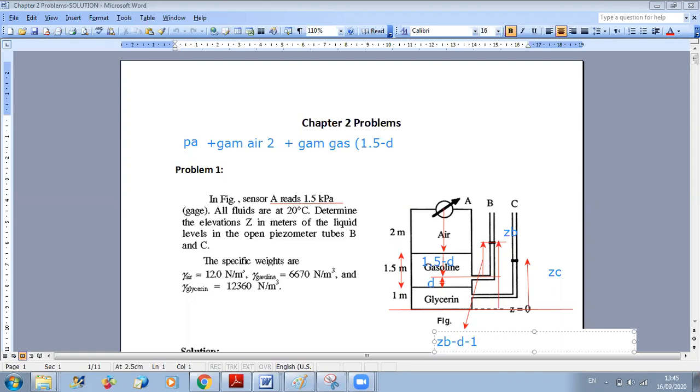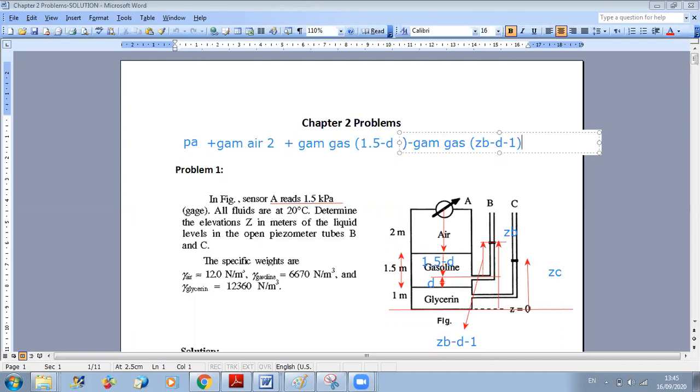minus 1. Okay, and now because I am going upward, since I am going upward, my pressure will decrease. So instead of plus, I will put minus. So if I continue here, I will close the brackets, minus, because I'm still in the same fluid, I am still in gasoline, so it's minus gamma gasoline, okay, times ZB minus D minus 1. Okay?